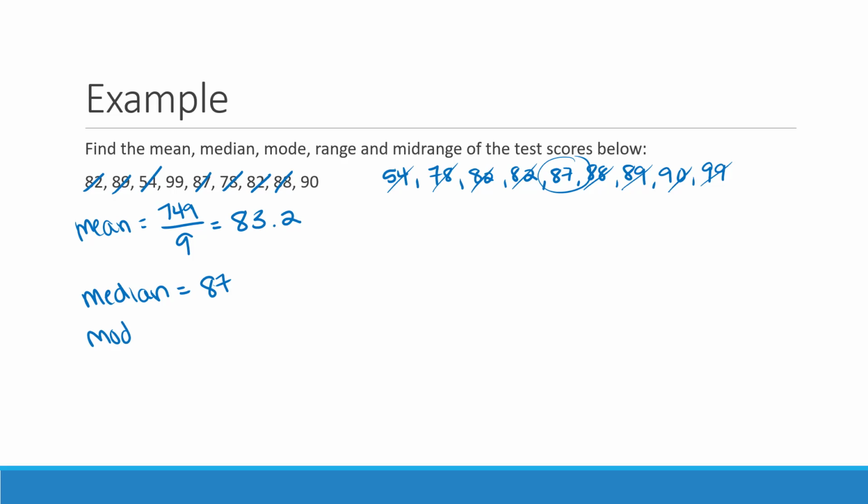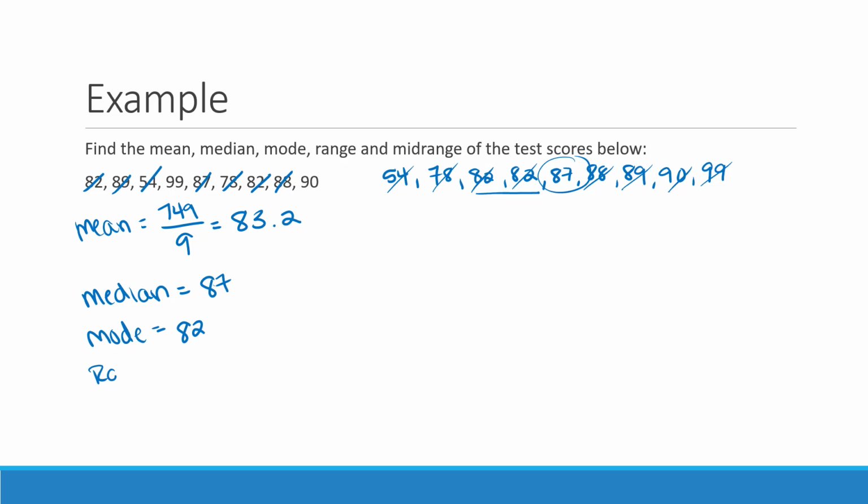My mode, I'm looking for any number that repeats, and so 54, those don't repeat. The number 82 repeats twice. 87, 88 doesn't repeat. None of those do, so 82 is going to be my mode.